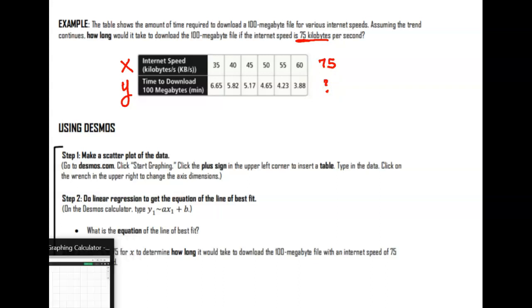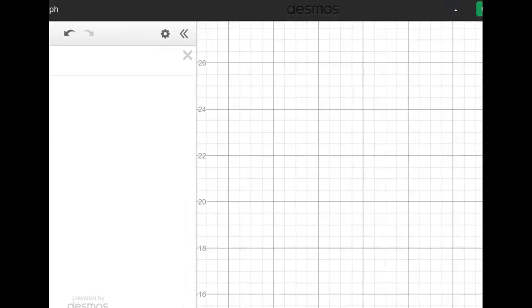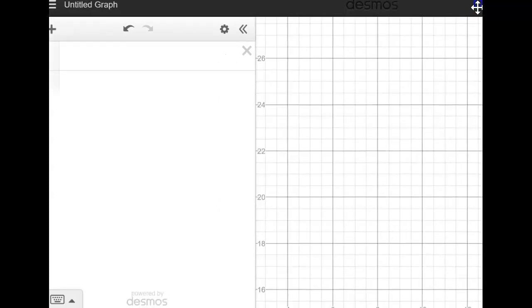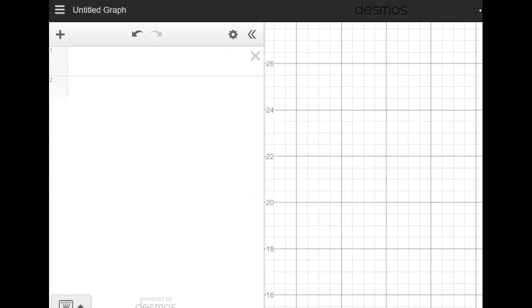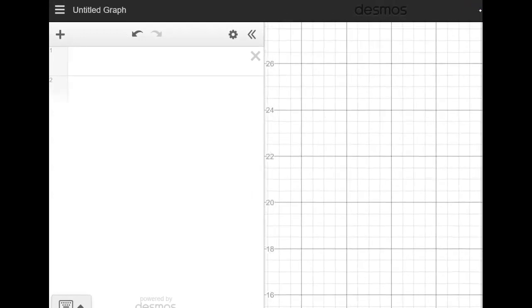Okay, so I want you to go to Desmos and start graphing. Okay, so let's see if I can get this to line up here. Move this over. It's a little hard to tweak it. Okay, it's got to line up a little bit better. Okay, there we go.